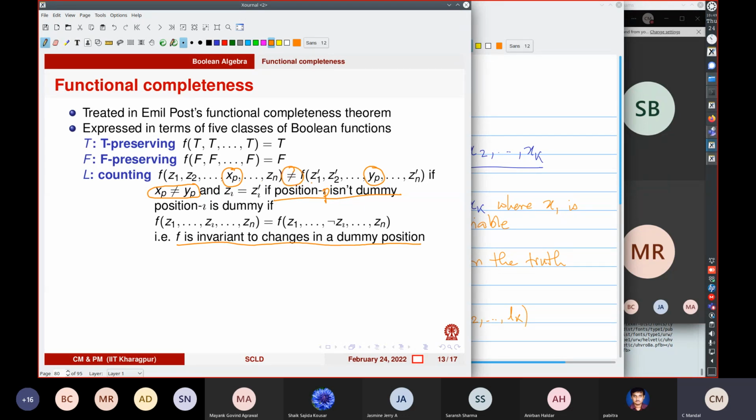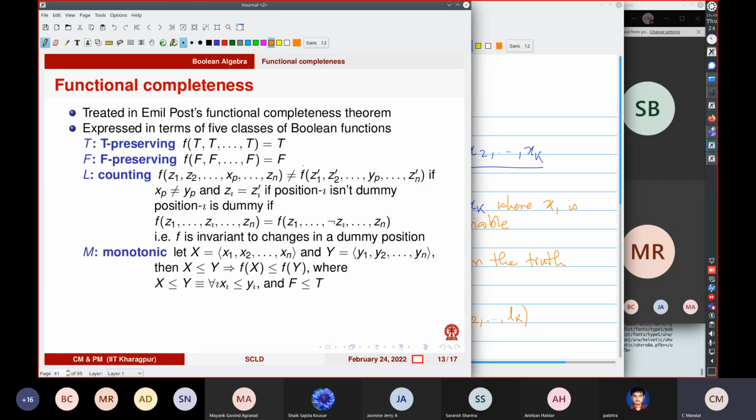That means if you change the value of a non-dummy variable, the value of the function changes. So in that sense, it's a counting function. Any change in the position of a non-dummy variable leads to a change in the value of the function. That is the idea of a counting function. All right.